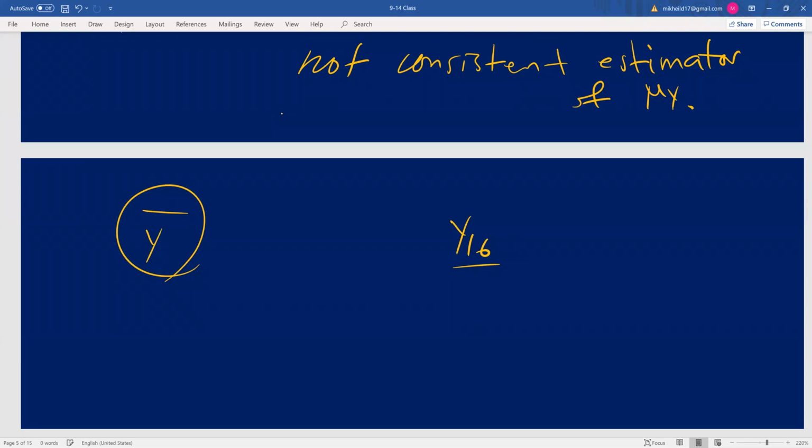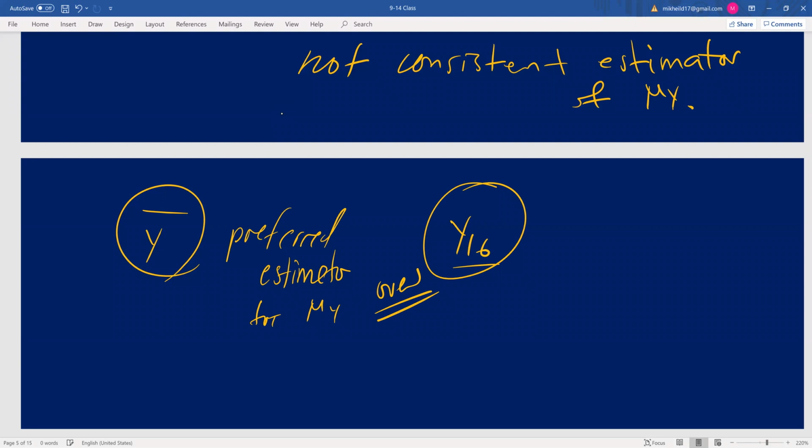Professor, what are you trying to prove when you do all this? I am just showing that y bar is the preferable estimator for mu of y over y16 and anything else, because it meets all three of the criteria you listed earlier. Exactly right. So y16 already violated consistency.